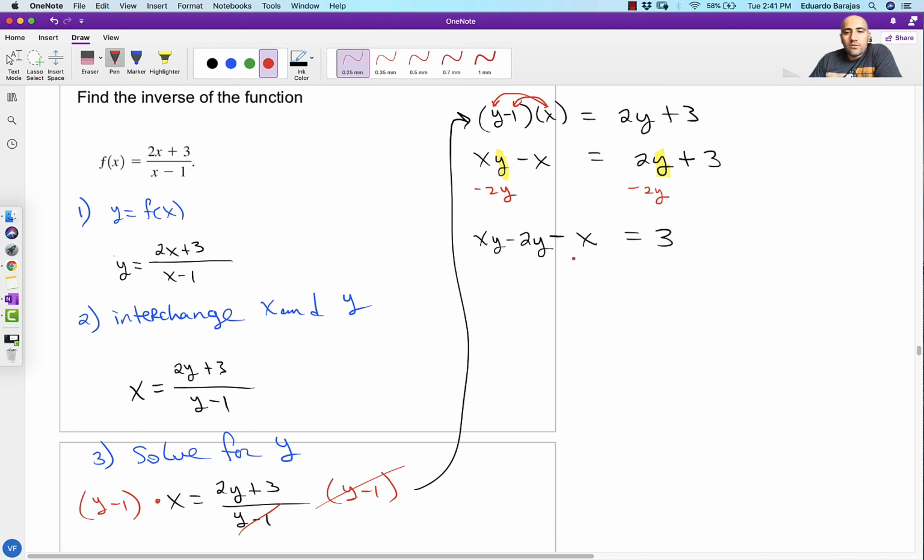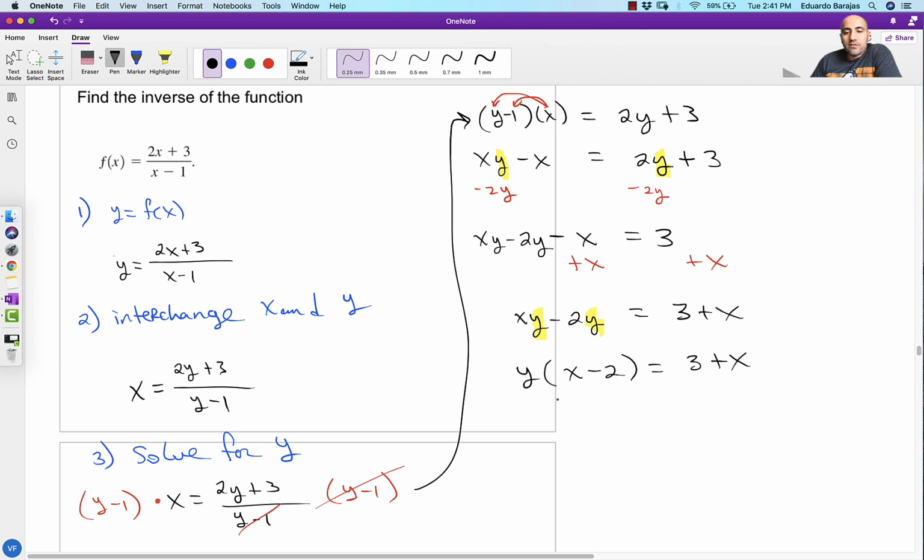And then I'm going to add x to both sides. Why am I doing this? Because it doesn't have a y. I want to get all the terms that have a y on one side and everything that doesn't have a y on the other side. So I end up with xy minus 2y equals 3 plus x. And now this is when we notice that we can factor out a y. Both of these terms have a common factor of y. So let's get y factored out. We'll end up with y times x minus 2 equals 3 plus x.